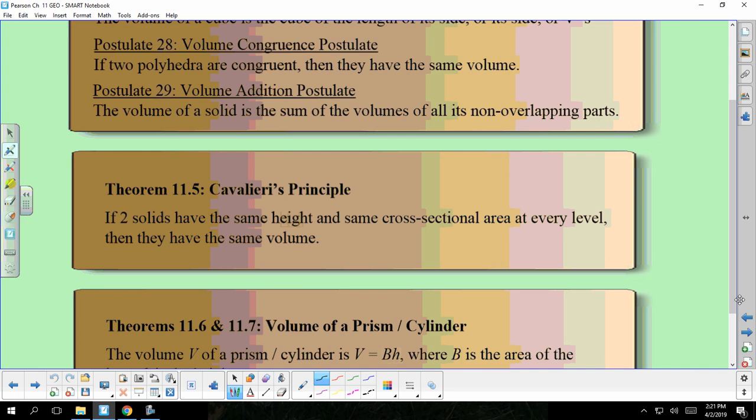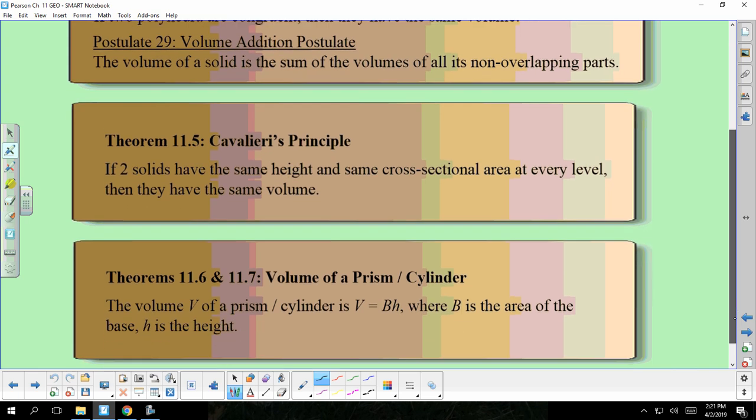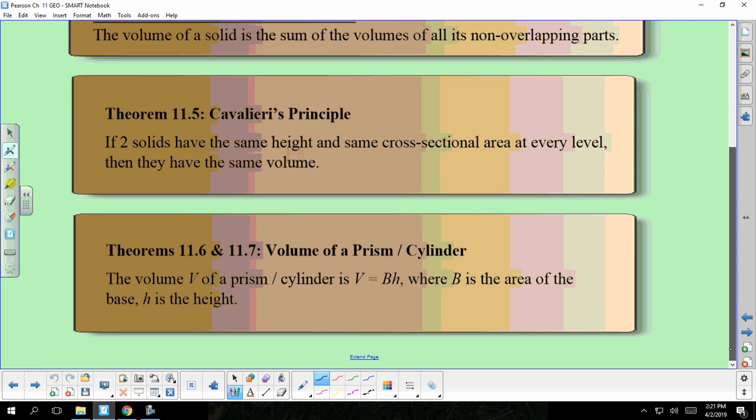Cavalieri's principle. If two solids have the same height and same cross-sectional area at every level, then they have the same volume. Not necessarily too important for the purpose of this class, but it does come up in some higher level math classes that many of you may take. And then the volume of a prism or cylinder, what we'll be using today, volume equals base times height. So let's see how this works.